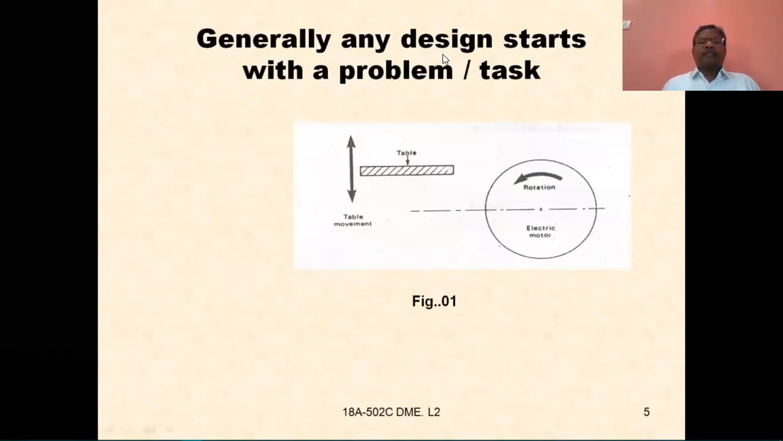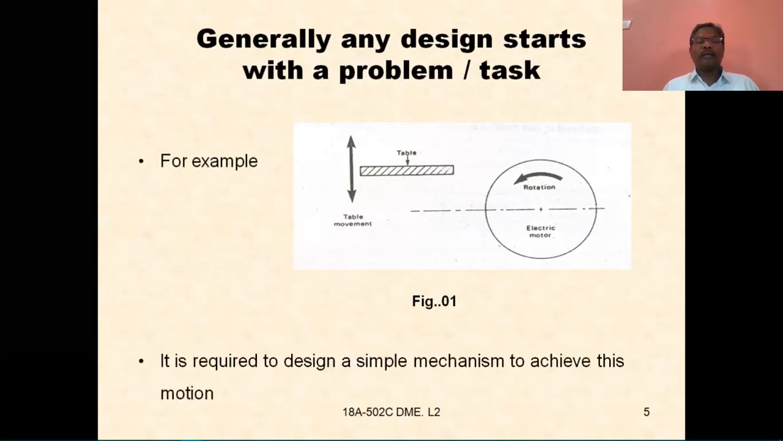Generally, any design starts with a problem or task. Here you can see this table needs vertical reciprocating motion. For this, how to design and what may be the alternative solutions, how many solutions may be there. Let us see in this case. It is required to design a simple mechanism to achieve this motion. That means the table motion is vertically reciprocating motion, and this needs a simple mechanism.